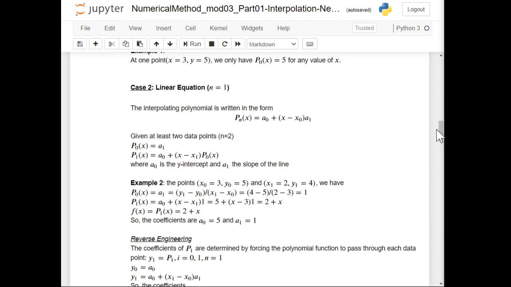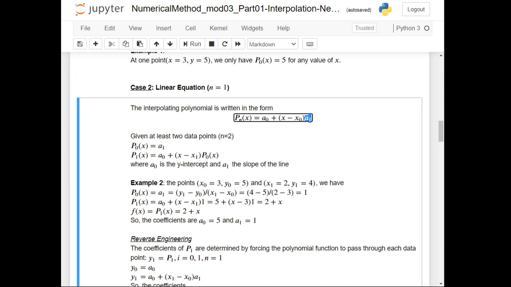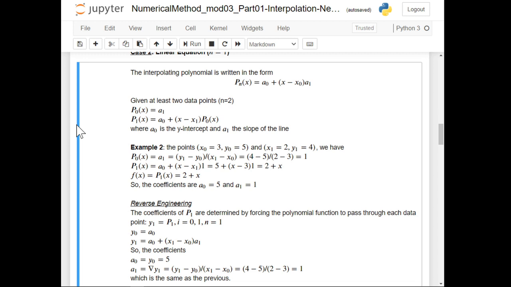Now we're in the second case, linear equation, where n is equal to 1. So the interpolation polynomial is written in this form. Okay, so you can replace a1 with p of 0. Now, given at least 2 data points, we can get a0 and a1. If you understand this equation, I think this one is very easy.